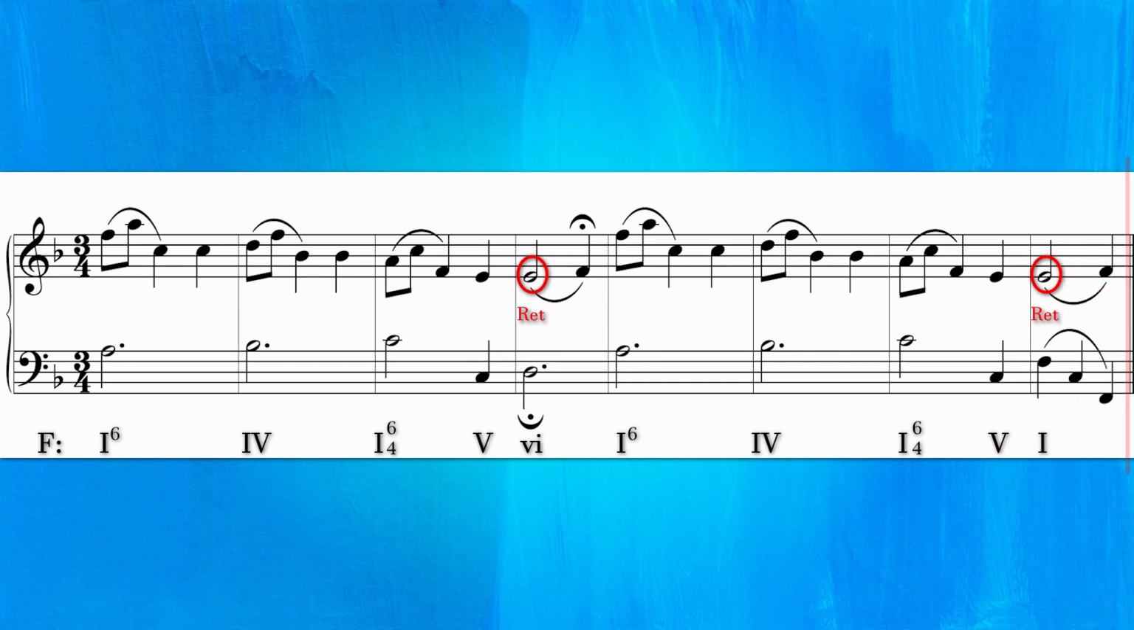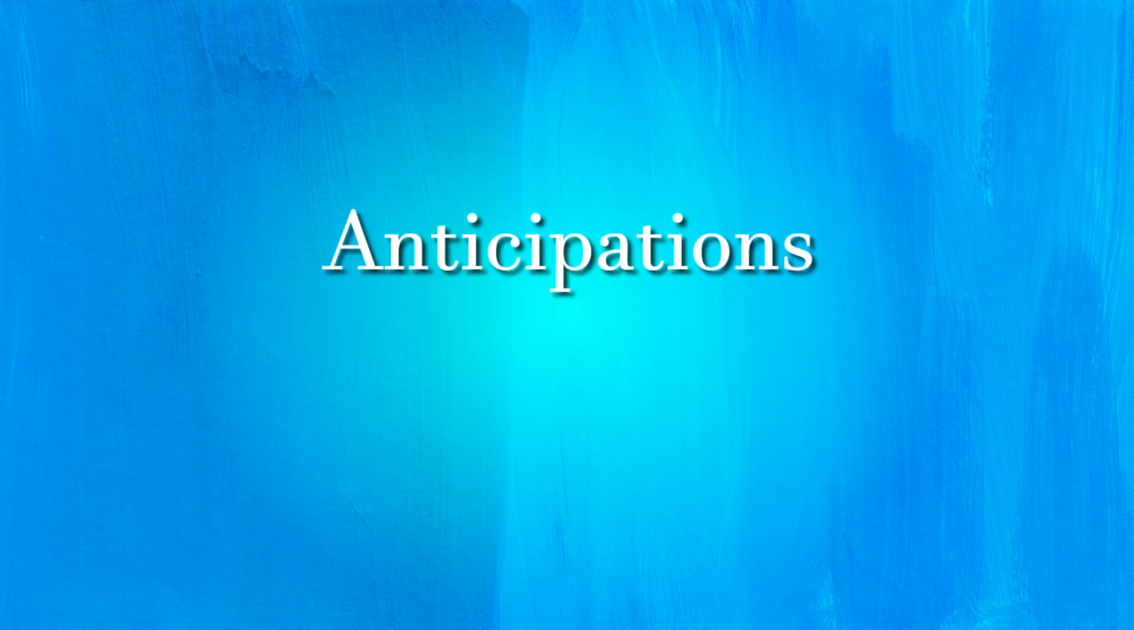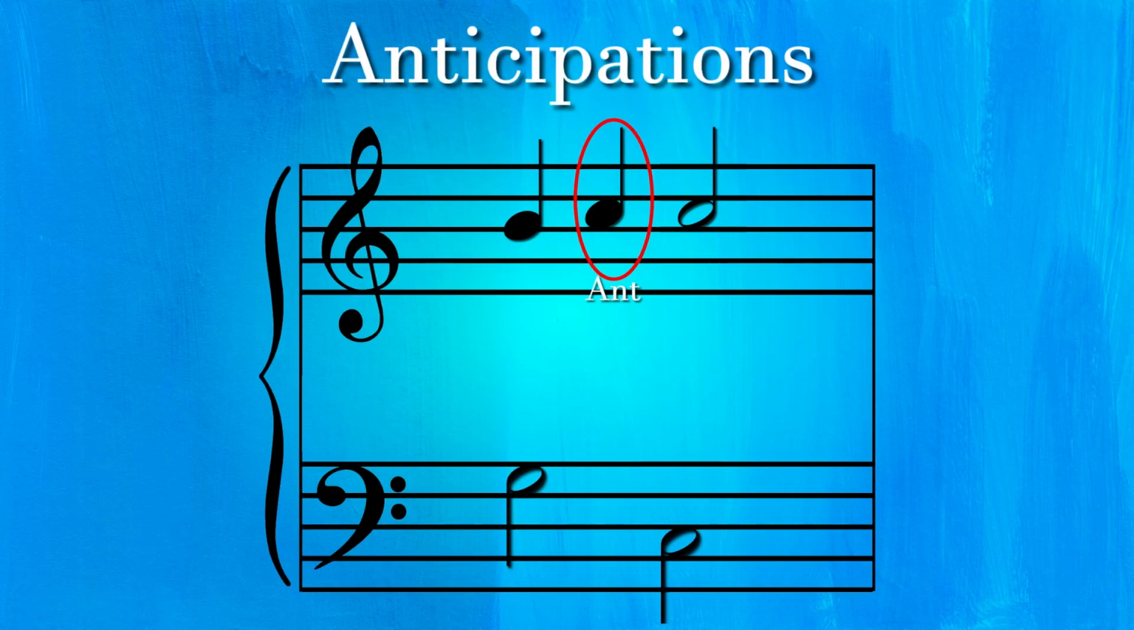Anticipations. Anticipation notes, also known as anticipatory tones or preparation tones, are a type of embellishing tone used in music to prepare or anticipate a chord change or melody note before it occurs.